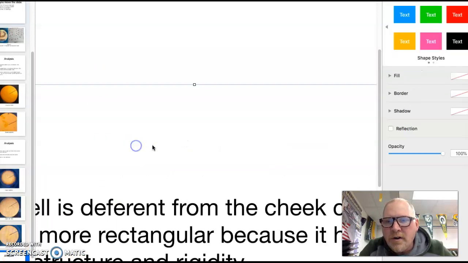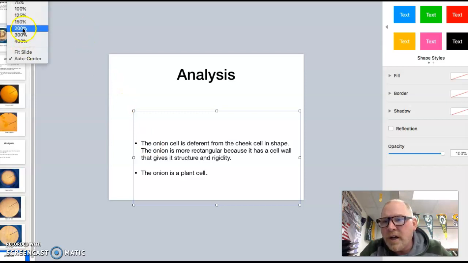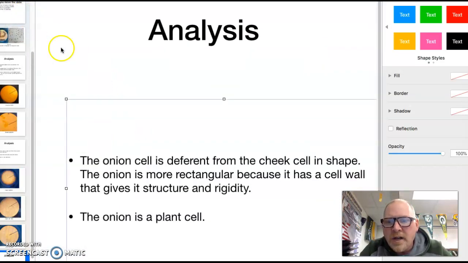And then as far as the analysis questions for the onion, it is different from the cheek cells in its shape. The onion is more rectangular because it has a cell wall that gives it structure and rigidity. And the onion is not an animal cell, it is a plant cell. So hoping that this is some of the things that you were able to see.